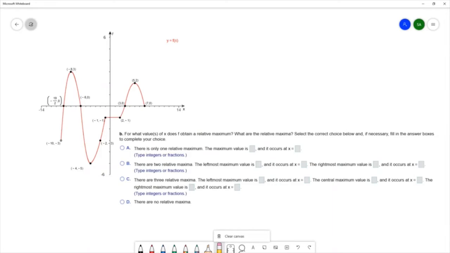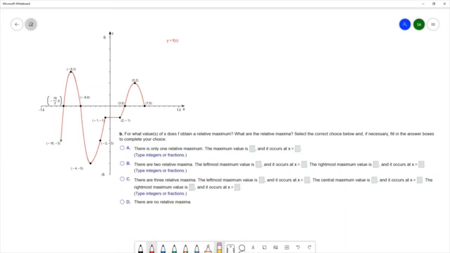In the next part of this question, it says, for what values of x does f obtain a relative maximum? What are the relative maxima? And select the correct choices below. If necessary, fill in the answer boxes to complete your choices.